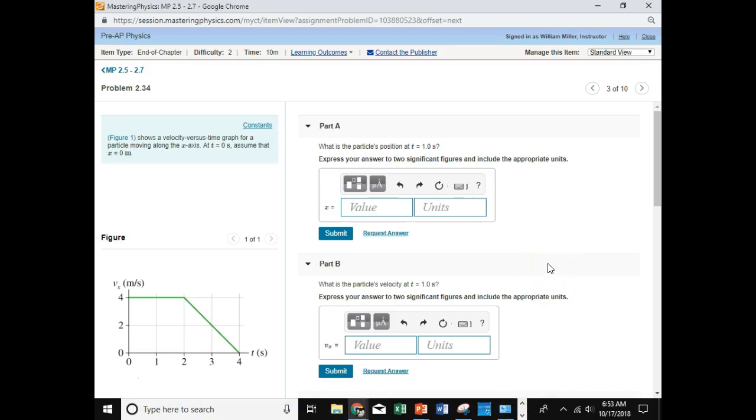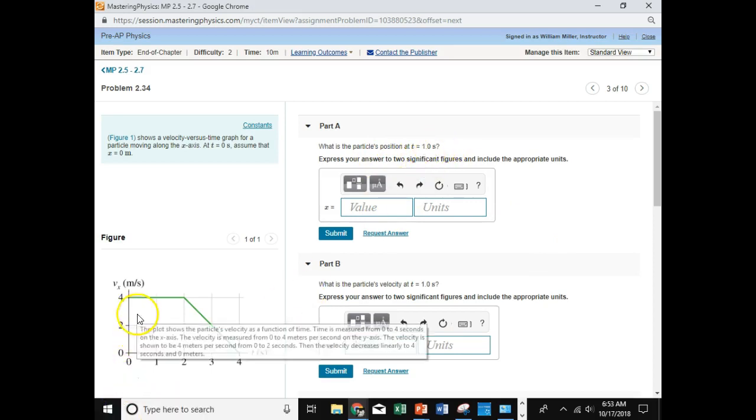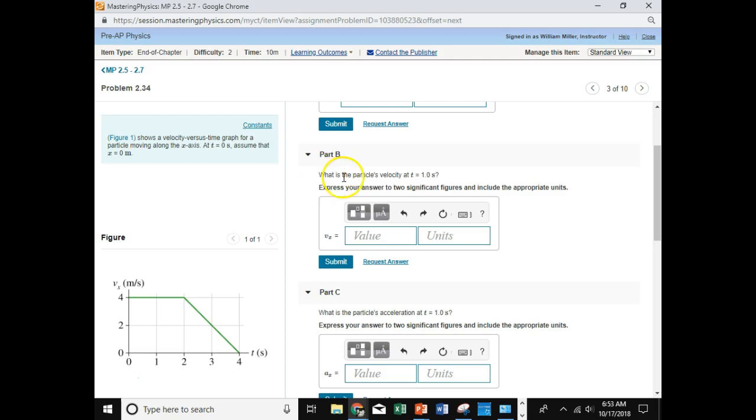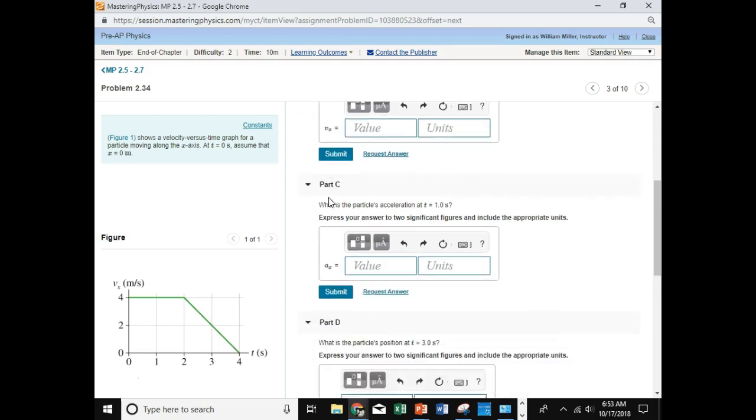You will have to read this graph, and it's not too terribly difficult a graph to read. So what is the particle's position at time t equal to 1.0? You go over here to time t equal to 1.0, and just remember what I showed you on the translating graphs whenever you have a velocity versus time graph and how to find the position from it. Part B is what is the particle's velocity at time t equal to 1.0? That's really straightforward, so I'm not going to go into that one.